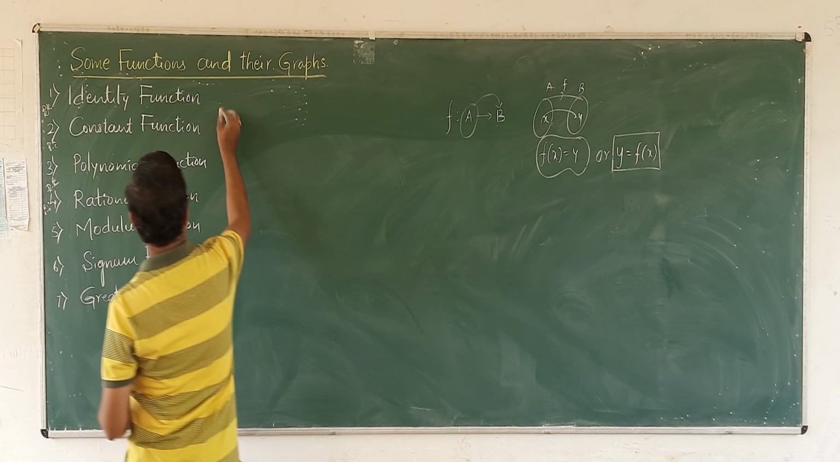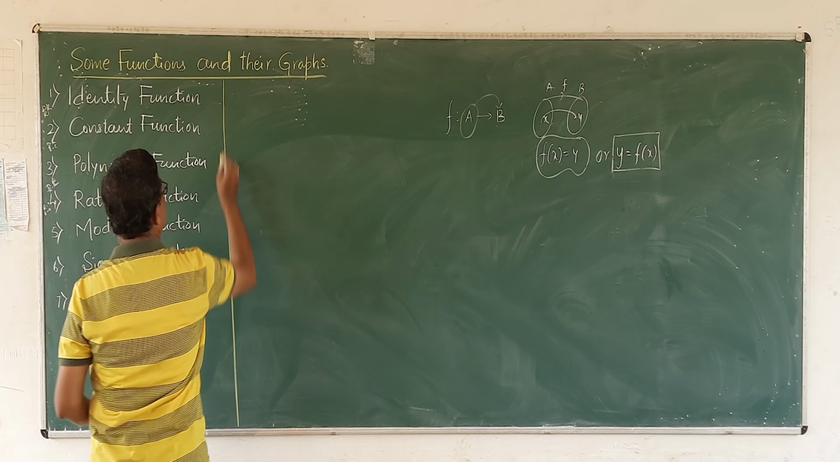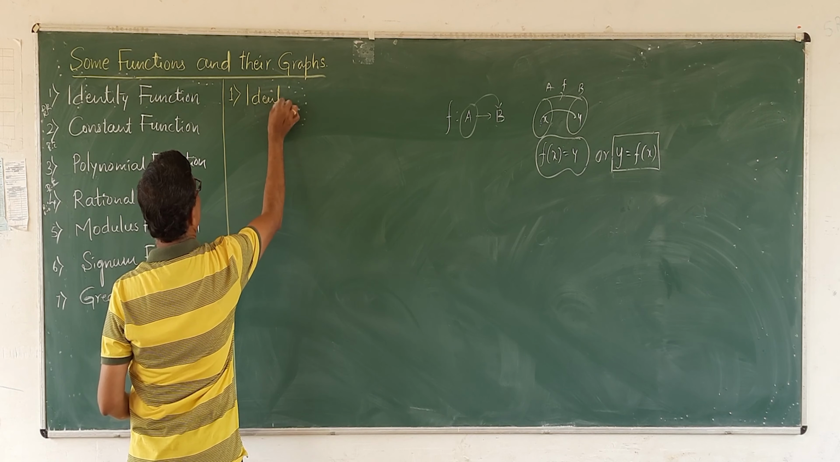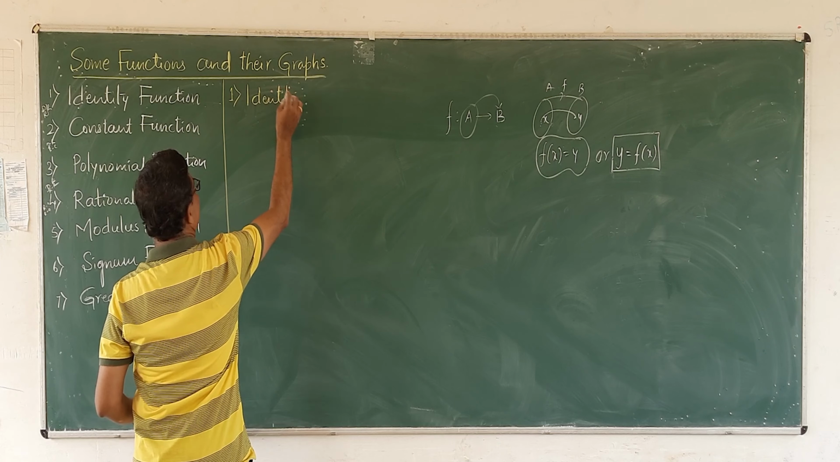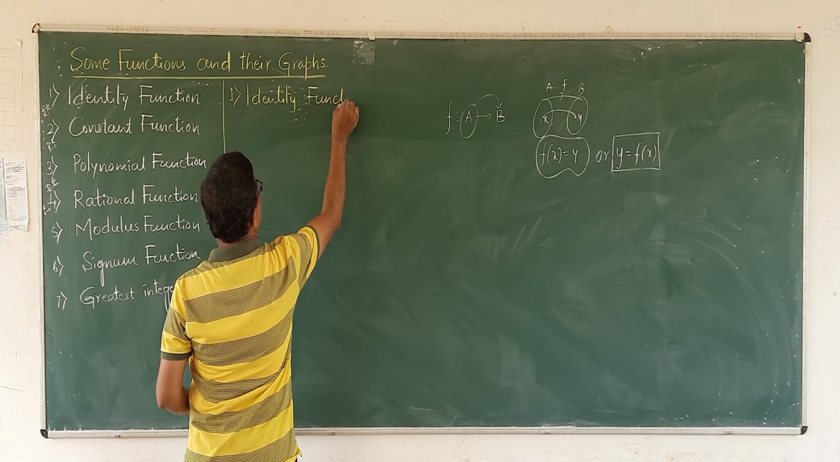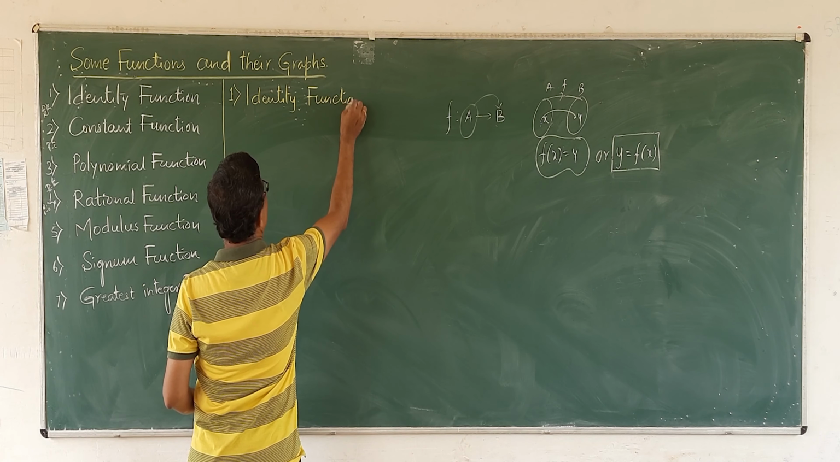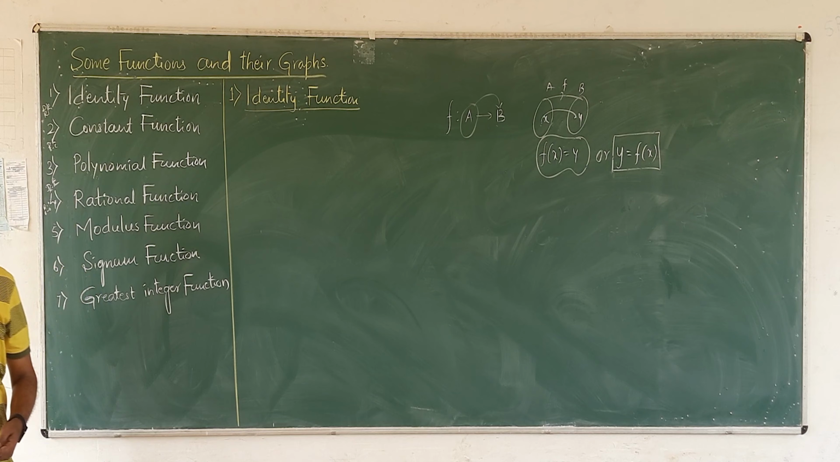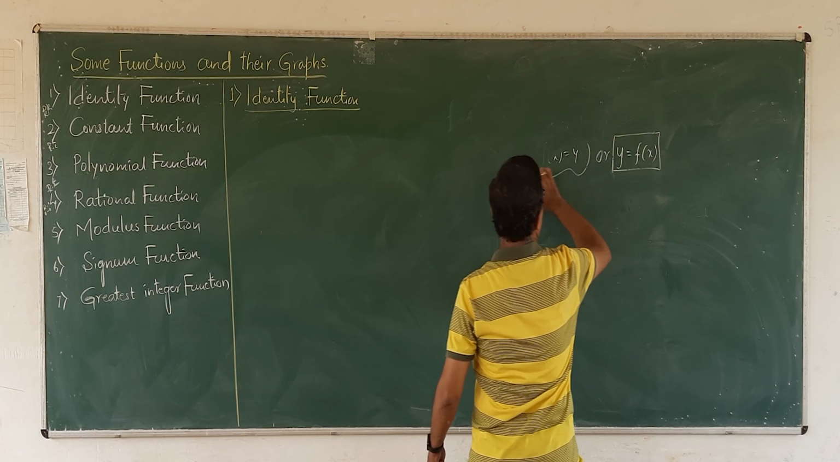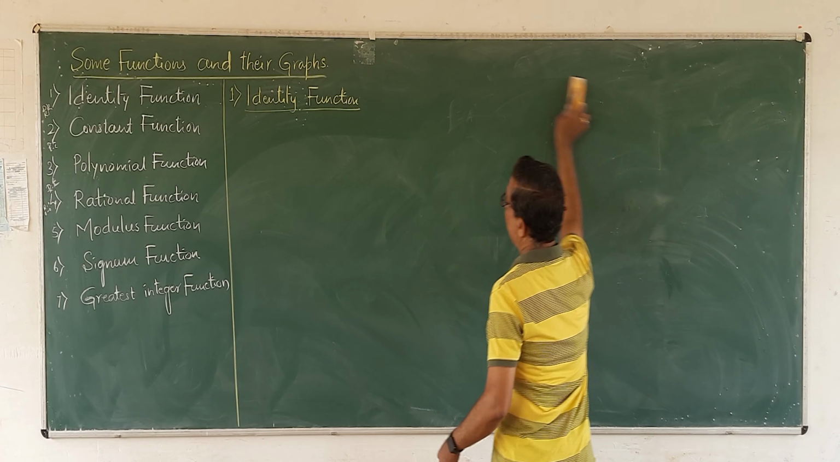So first one, type number 1, identity function. Identity, same number of element. Identity function. They will be asking in final exam: define identity function, draw the graph of identity function, find the domain and range of the identity function.